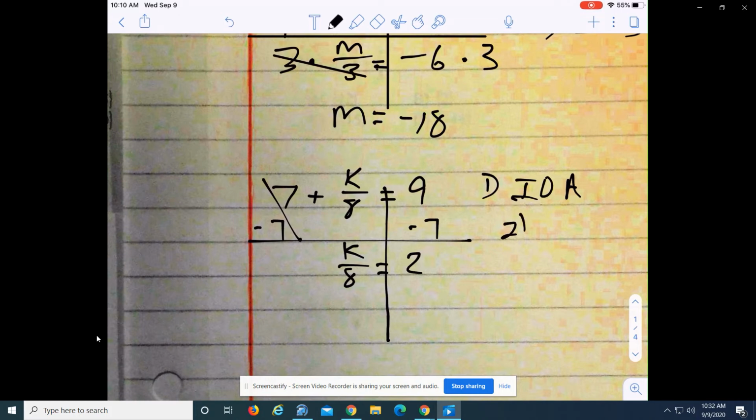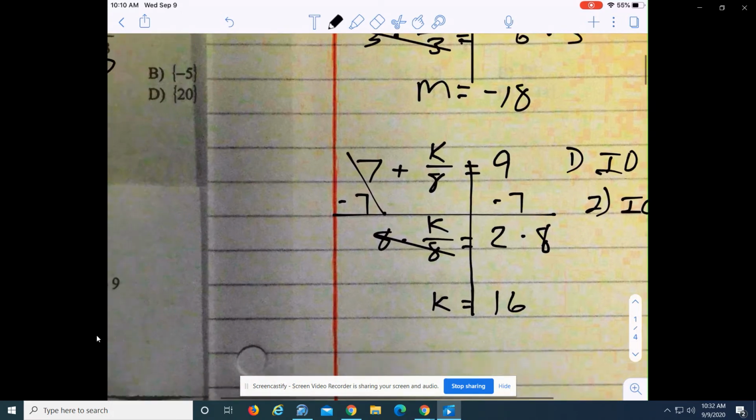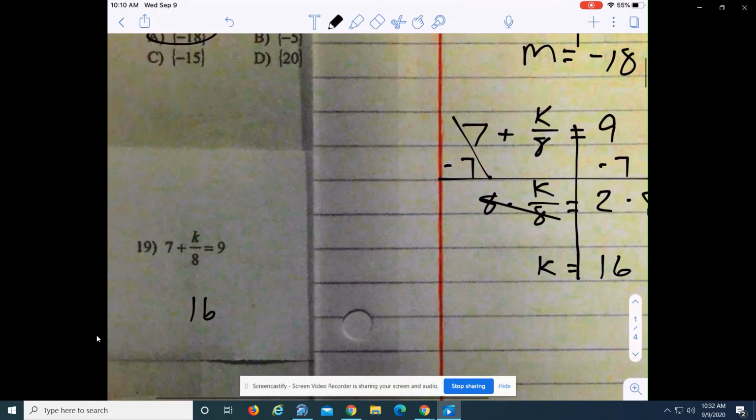And the second step is going to be to do the inverse of division, the opposite of division. So I'm going to multiply by 8 on both sides. And so these cancel out, k drops down, equal sign drops down, 2 times 8 is 16. The answer I would enter in is 16.